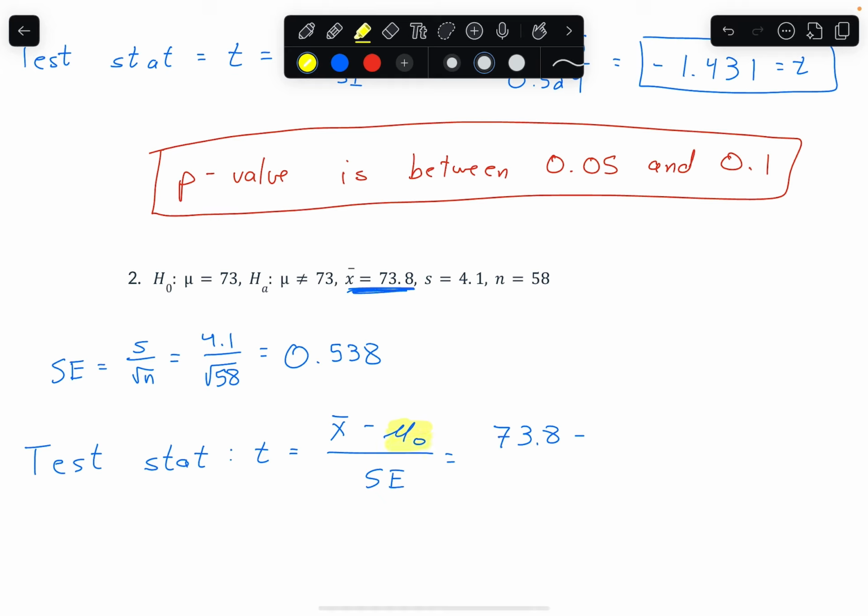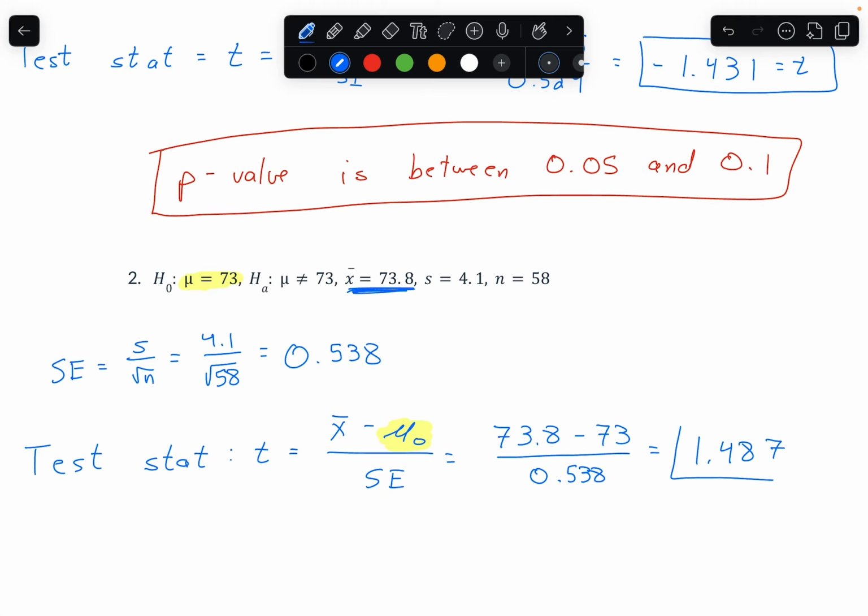That number is going to come from our null and alternative hypothesis. So remember, I'm looking at the null hypothesis. Here in this case, it says mu is equal to 73. So minus 73 for my mu naught, divided by my standard error. We just calculated that as 0.538. Let's go ahead and work that out. I have 73.8 minus 73 divided by 0.538. And this time around, I ended up with a positive 1.487. So here, first of all, is my test statistic, a positive 1.487. That's good. I need that.